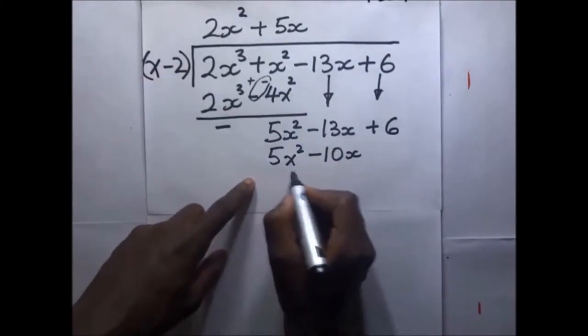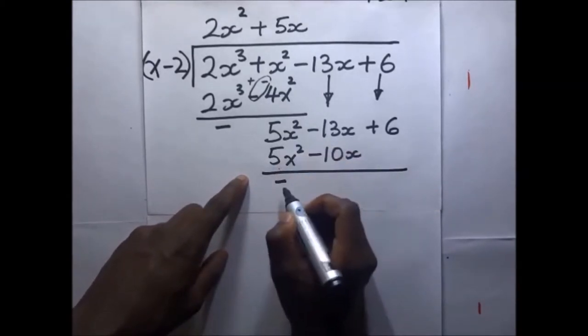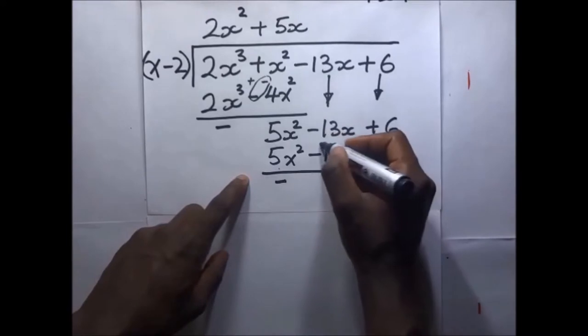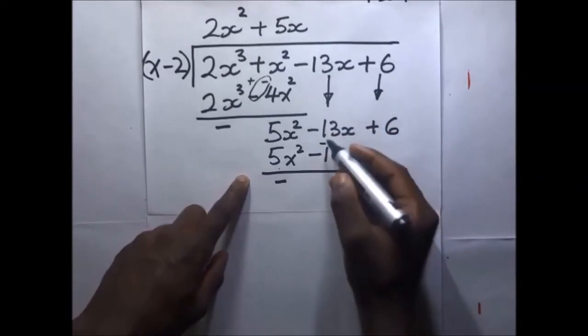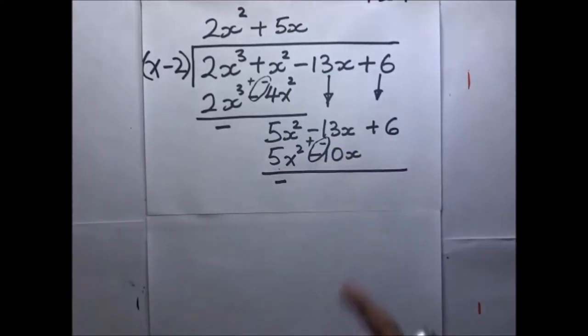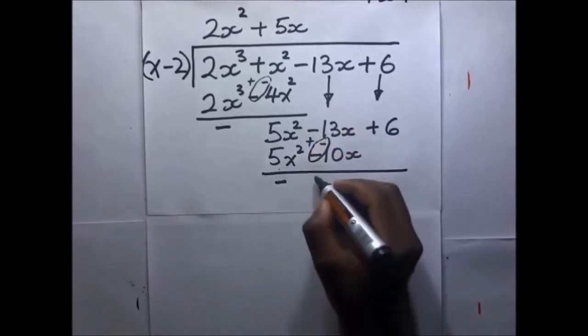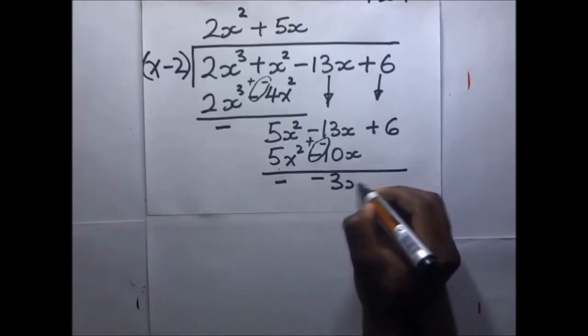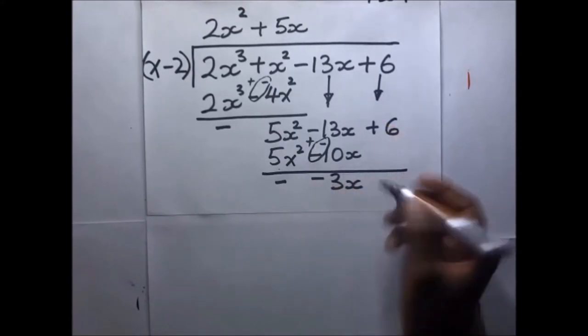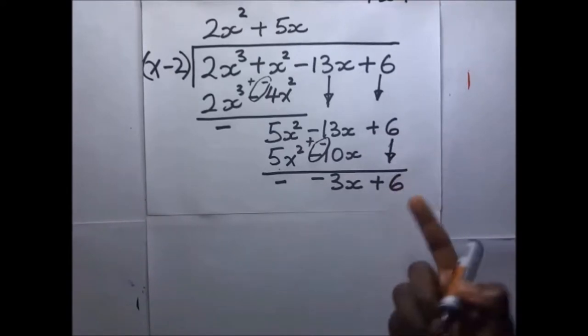So this minus that will give us nothing, 0. Negative 13x minus negative 10x. Of course, this minus and that minus will become positive. Negative 13x plus 10x will give us negative 3x. So it's negative 3x, then plus 6. This one comes down, plus 6.